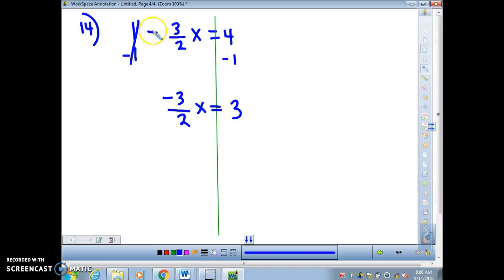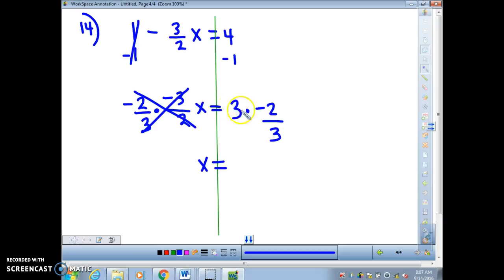Alright. Now when you bring that negative down, you can either make the top or the bottom negative, but don't make both negative. Okay? One or the other is negative. I like to take mine to the top. Now, to get rid of a fraction times a variable, we use the what? Reciprocal. Very good. Which is negative 2/3. And again, I just like to take my negative to the top. Okay? So all of this is gone.